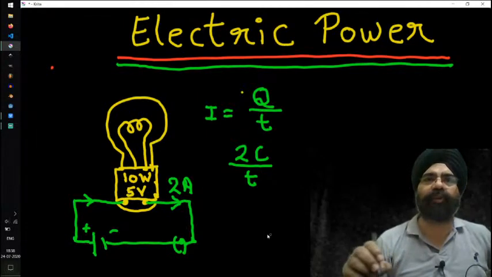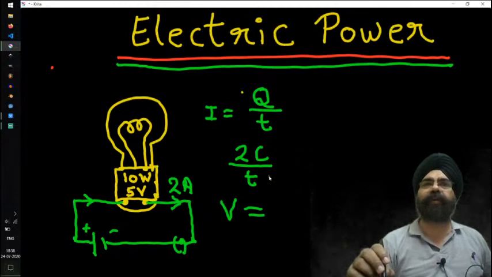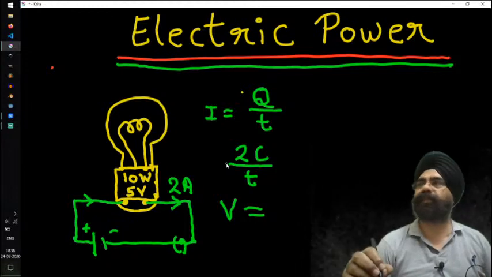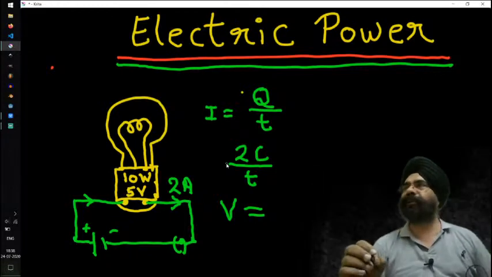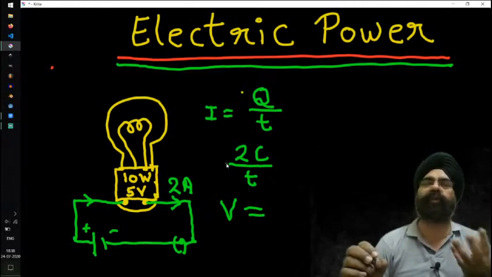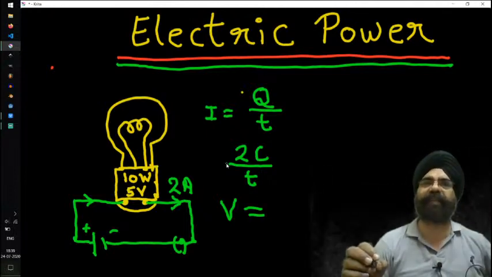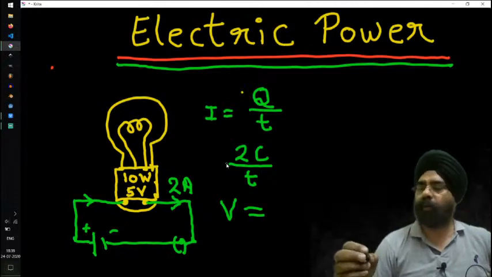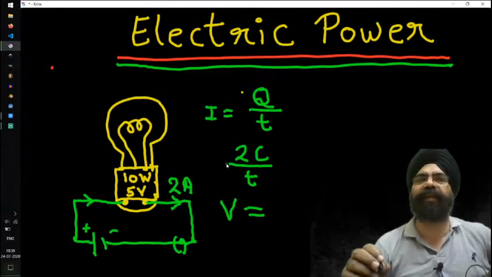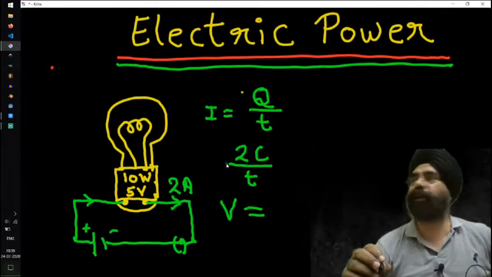So now I ask you, what do I mean by potential difference? Current everybody has understood. If it is 2 amperes, it means 2 coulomb charge is flowing through this bulb every second. Next we go to potential difference. I say that the potential difference is 5 volts. What does that mean? Generally, kids memorize the mathematical expressions and they just give me the mathematical expressions. I love it when you tell me what you have understood.